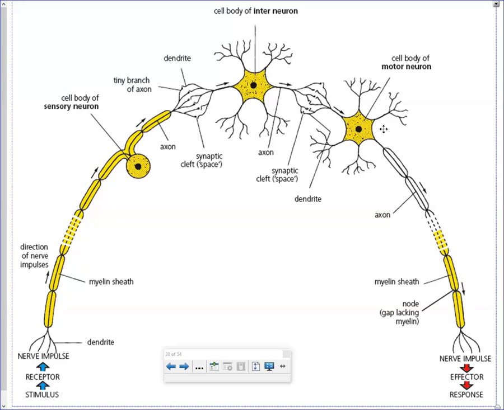Dendrites running to the cell body, and then from the cell body, you've got your axon running away, carrying the impulse to the effector in this case. So we're just combining the information. You knew already from National 5 that there was the sensory into a motor neuron. You knew that they didn't touch, there were synapses. We're just combining the information about dendrites, cell bodies, and axons.